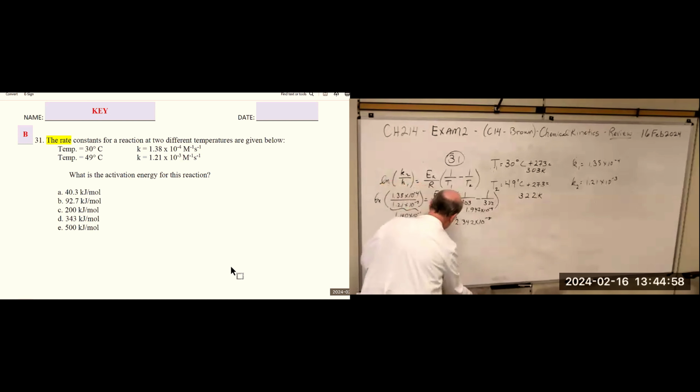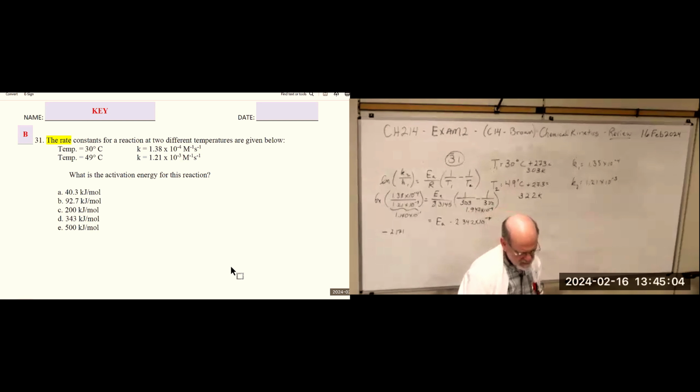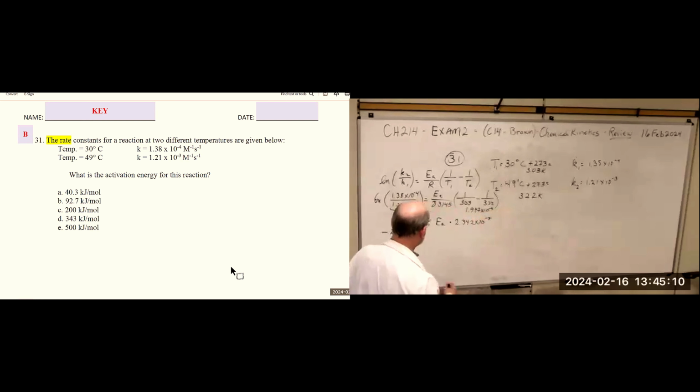So actually, I think this needs a negative sign. Because if that's minus 1.140 natural log, yeah, that's going to be a minus here and a positive there. Activation energy can't be minus. So I think we left out a minus sign right here.